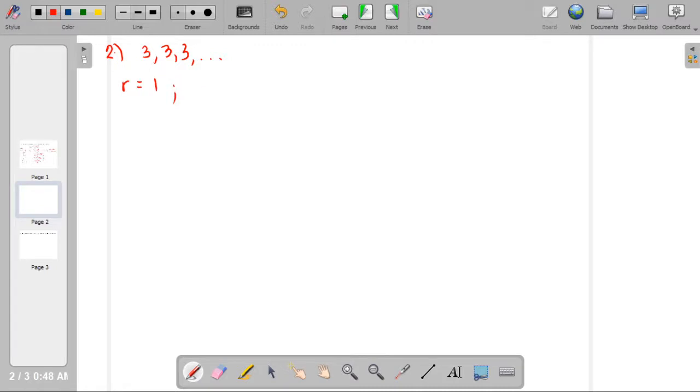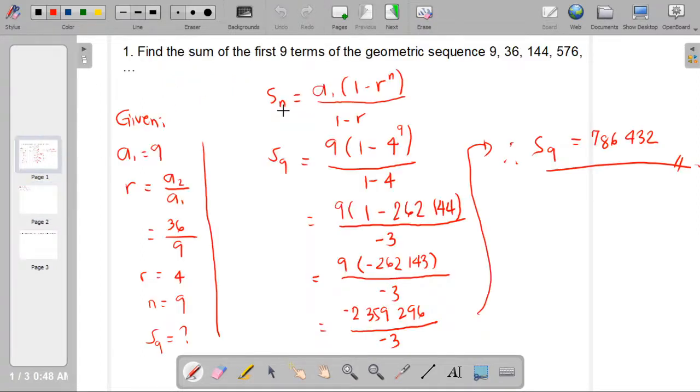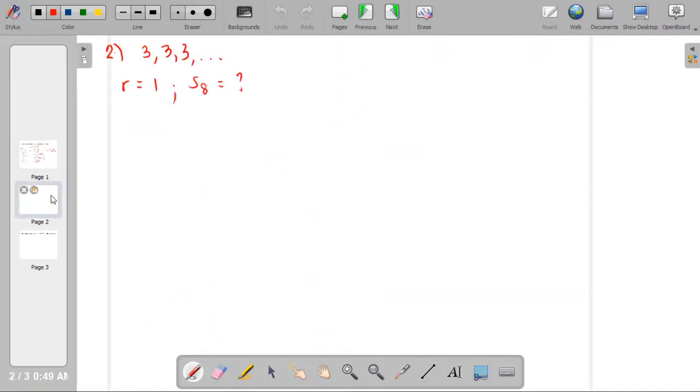What if we want to find the sum of the first 8 terms of this geometric sequence? Question, can we use this formula, S sub n equals a sub 1 and so on? No, we can't use that. As I said earlier when I introduced these formulas, you cannot use this formula if your r is equal to 1. What happens is that when your r is equal to 1, this denominator becomes 0, and if your denominator is 0, this whole thing becomes undefined.